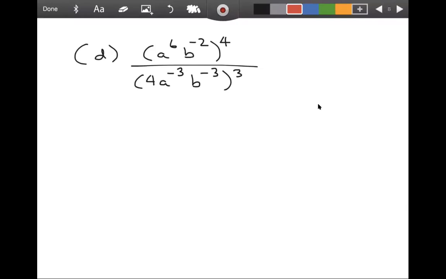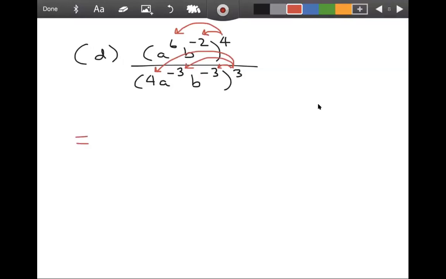All right, so hopefully you tried this one. We're going to start by putting the 4th power on each of these factors and put the 3rd power on each of these factors, including the 4. I've seen this happen many times. For some reason, when students see a regular number inside there, they don't realize that the exponent also goes on that number, but it does.